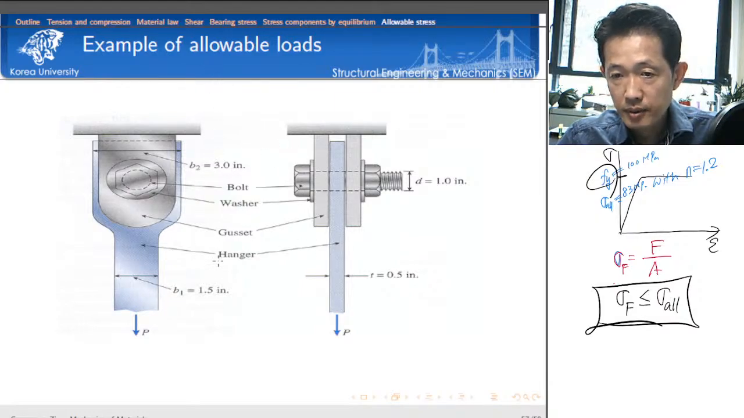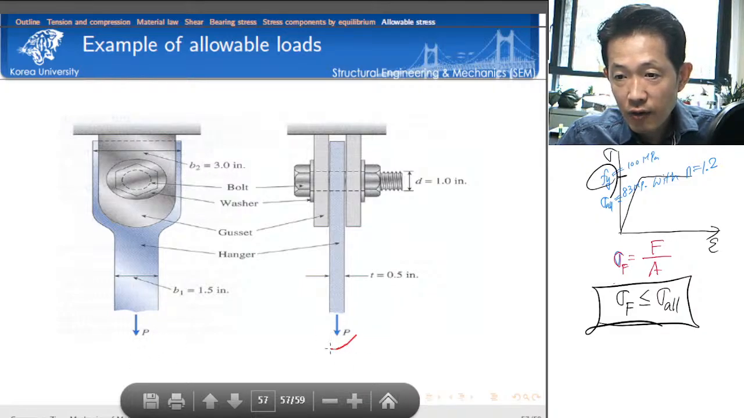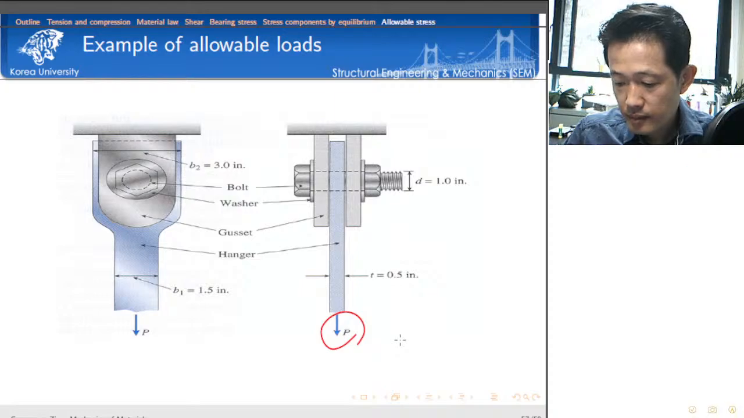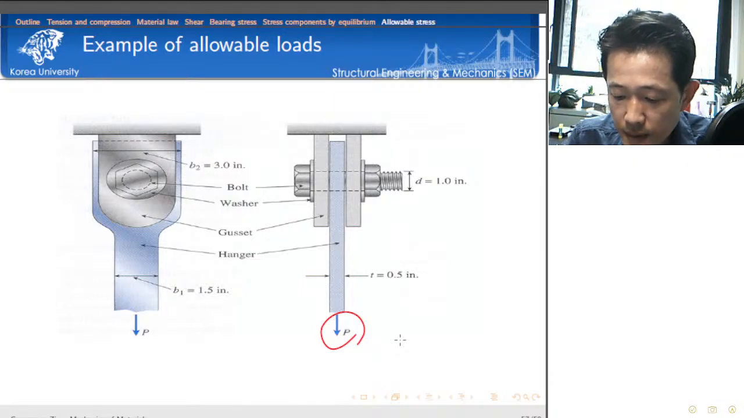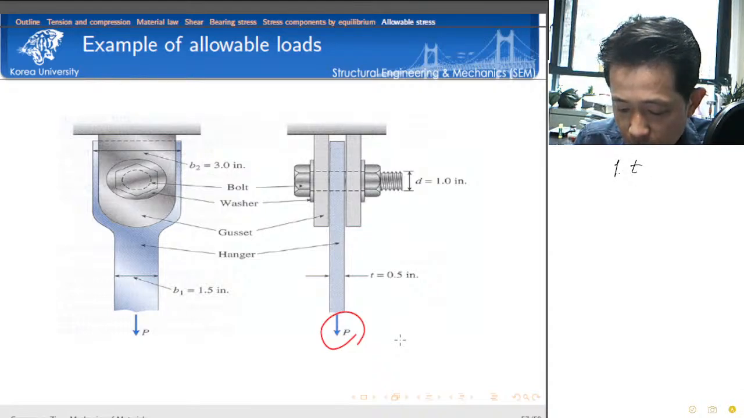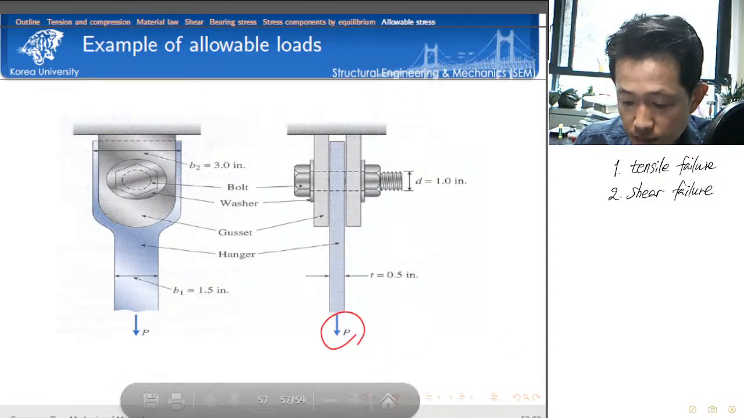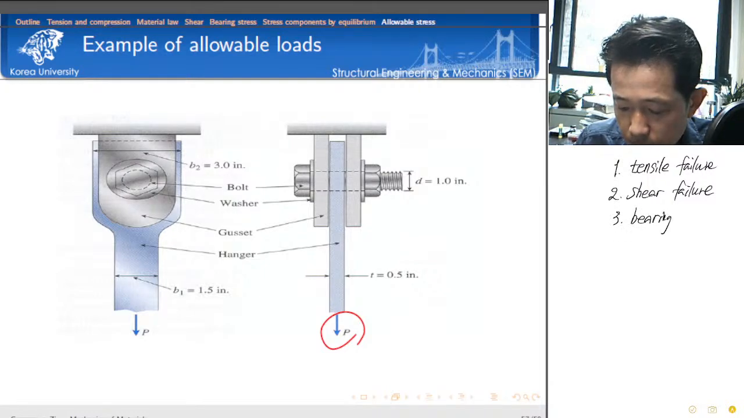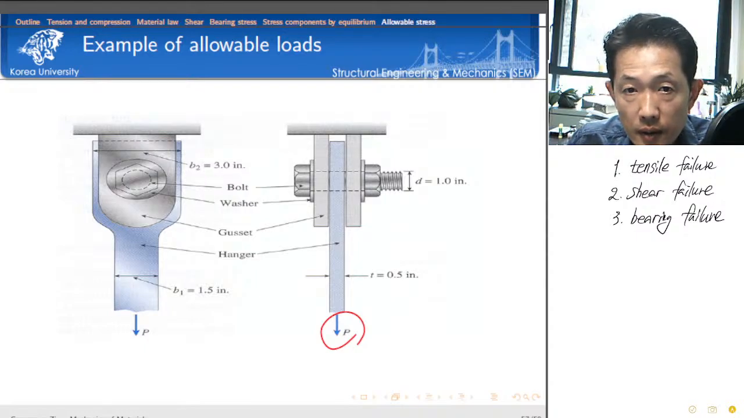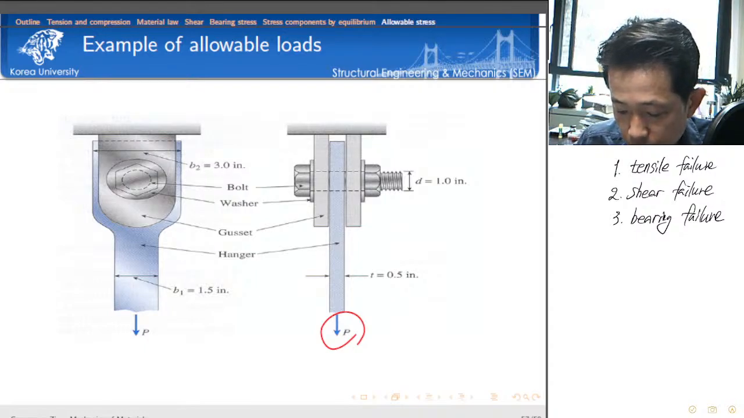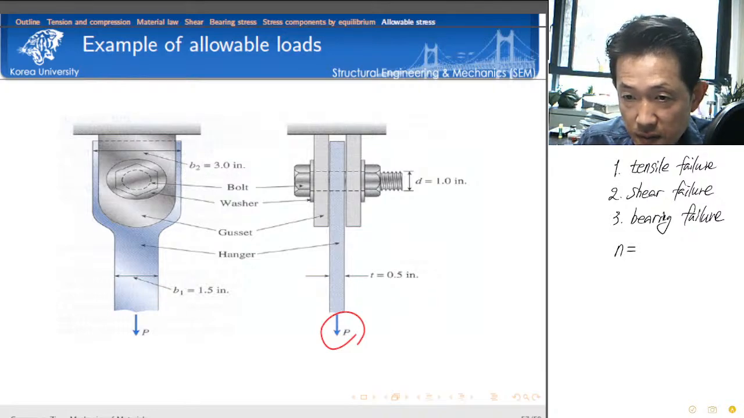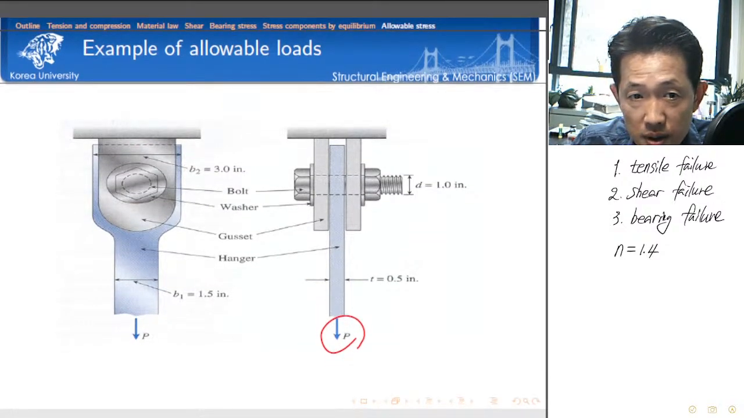So let's consider this design example. Here we have to determine the allowable force. How many failure criteria do we have? First, the failure criterion that we have to consider is tensile failure. Also, we need to consider shear failure. And third, we have to consider bearing failure. For design purposes, first we have to determine the safety factor. For this example, let's consider the safety factor is 1.4. The specific value of the safety factor depends on the design code and the problem that we have to consider in design.